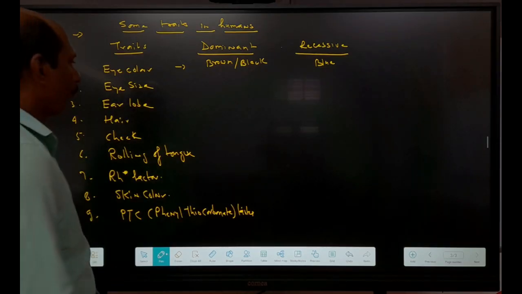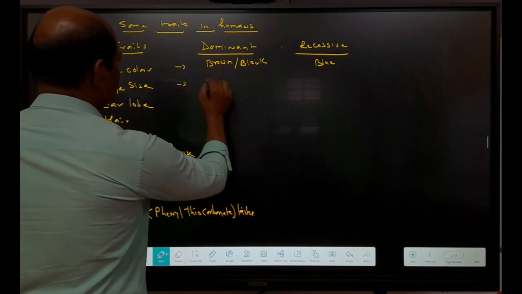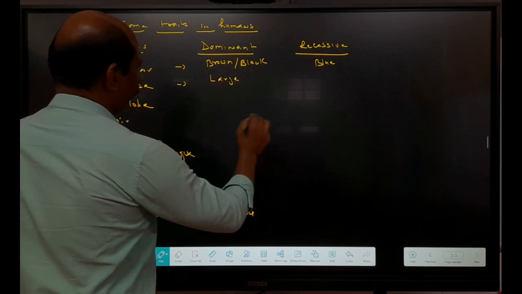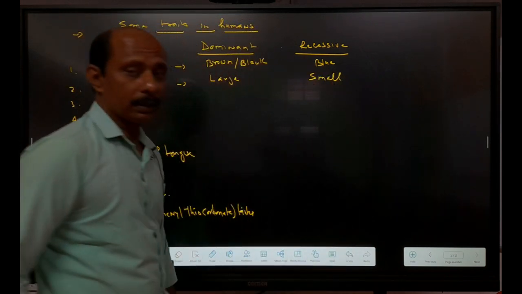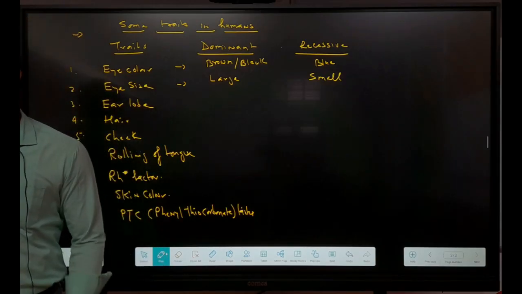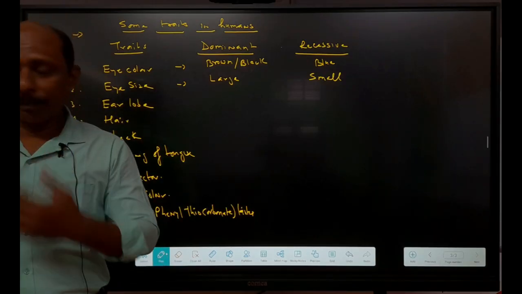Second, size. If we consider size, large size is dominant over small size. Some eyes are very large, right? Large eyes are also a symbol of beauty.